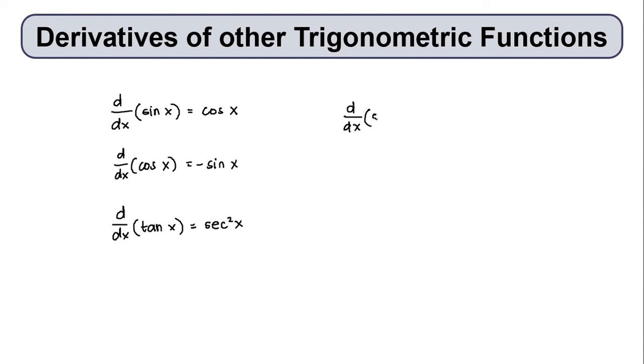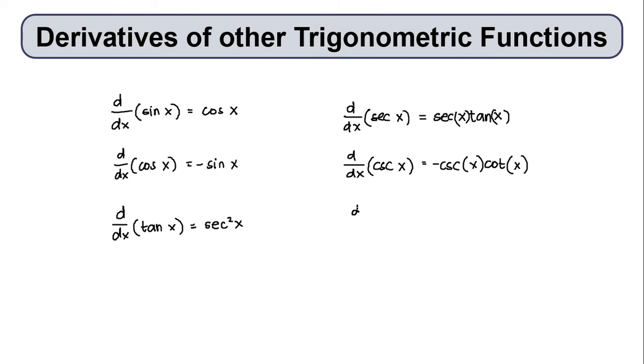Secant x equals secant x times the tangent of x. Okay? So naka-multiply siya. Tapos yung derivative ng cosecant x, okay, it is equal to the negative cosecant of x, right, times the cotangent naman of x.